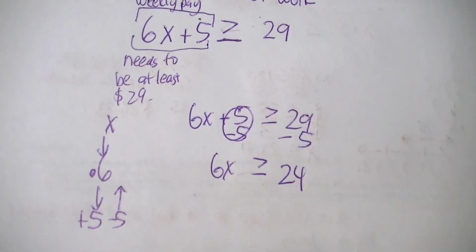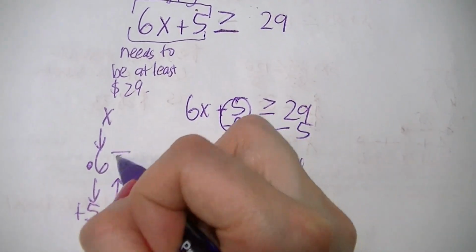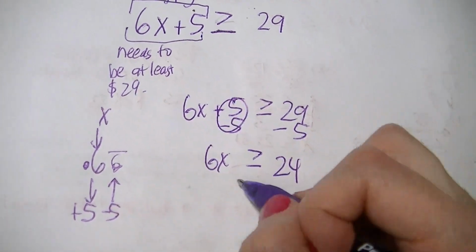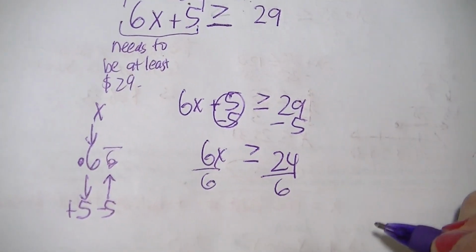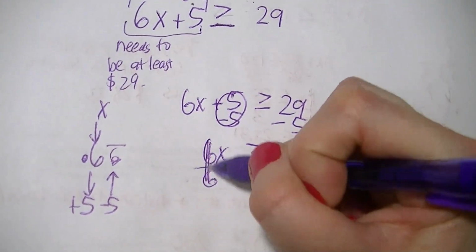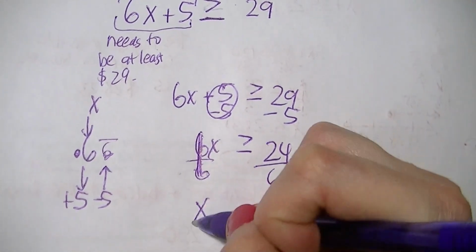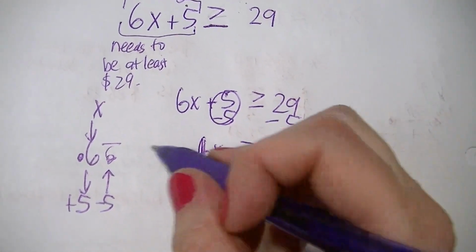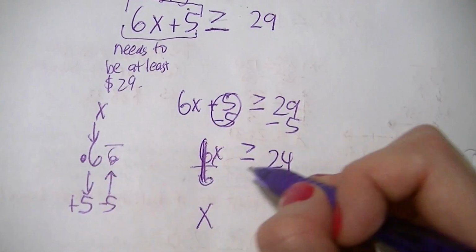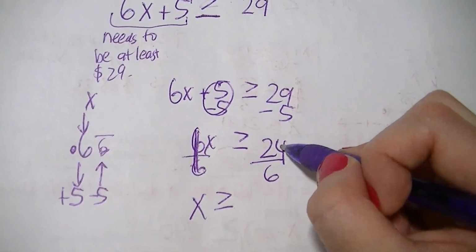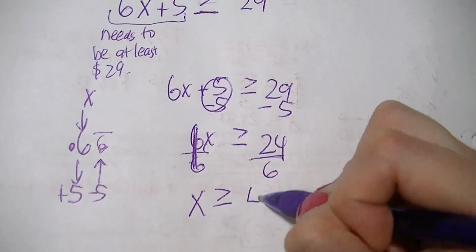Okay, now go back up. Inverse operation of timesing by 6 is to divide by 6. So divide by 6, divide by 6. 6 divided by 6 is 1. 1 times x is 1x or x. Don't flip the sign, don't reverse it because we did not multiply or divide by a negative, so keep it the same. 24 divided by 6 is 4.